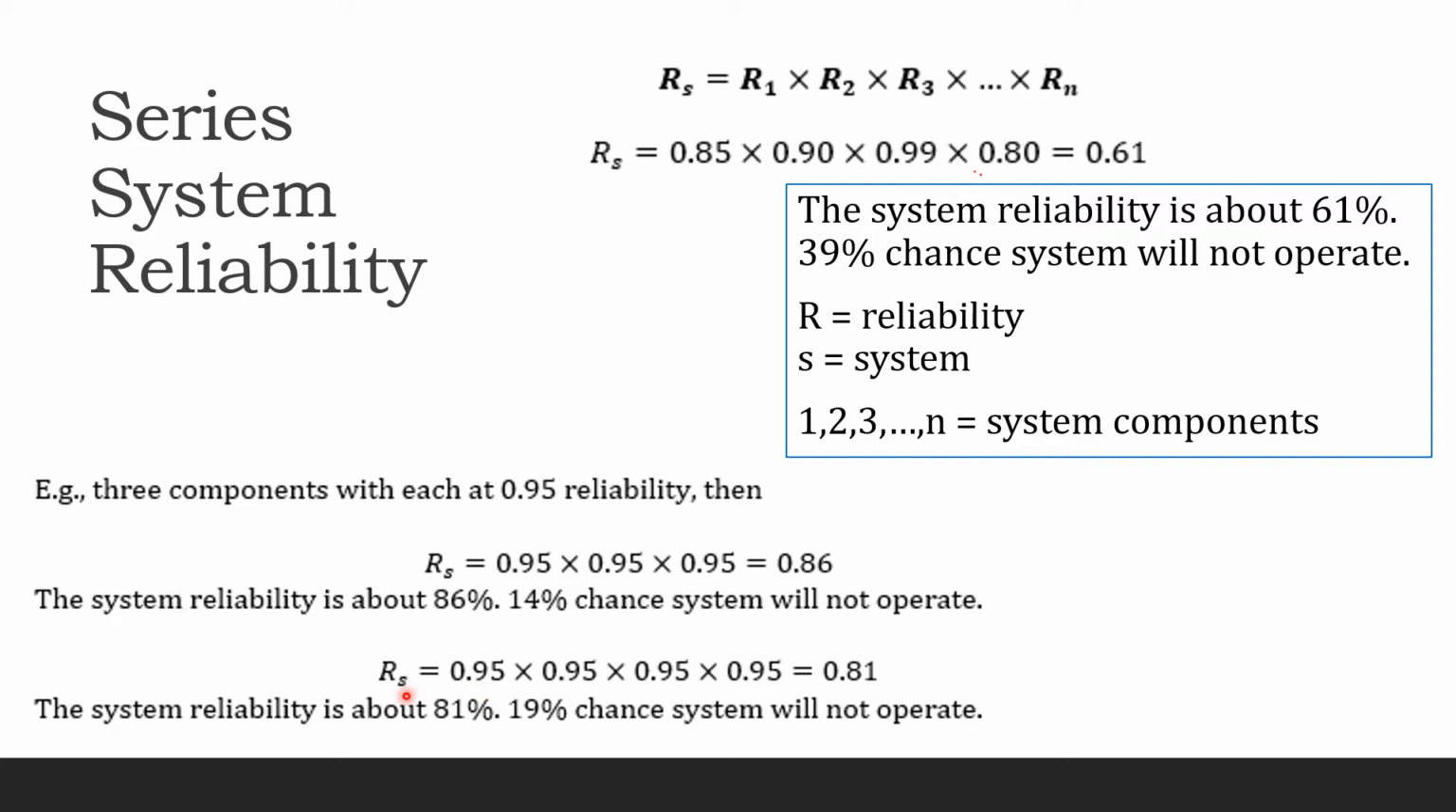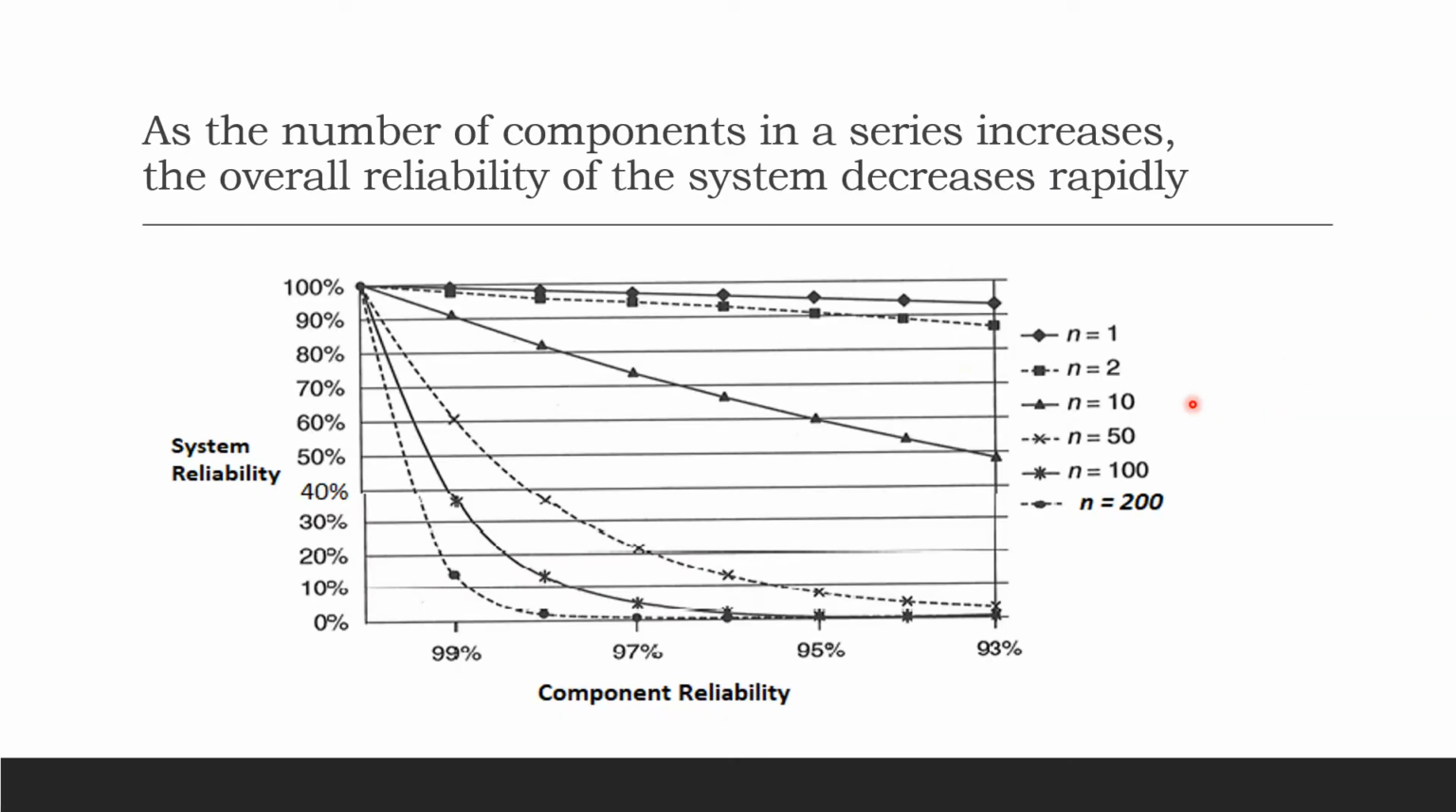Okay. Overall is going to be lower than 95%. So you multiply the 4 components' reliability, you get 0.81. So the system reliability is about 81%. 100 minus 81 is equal to 19. So there's a 19% chance the system is not great. It's going to fail. Okay, not to operate means it will stop. Okay, it's not going to produce. It's not going to produce the product. All right.